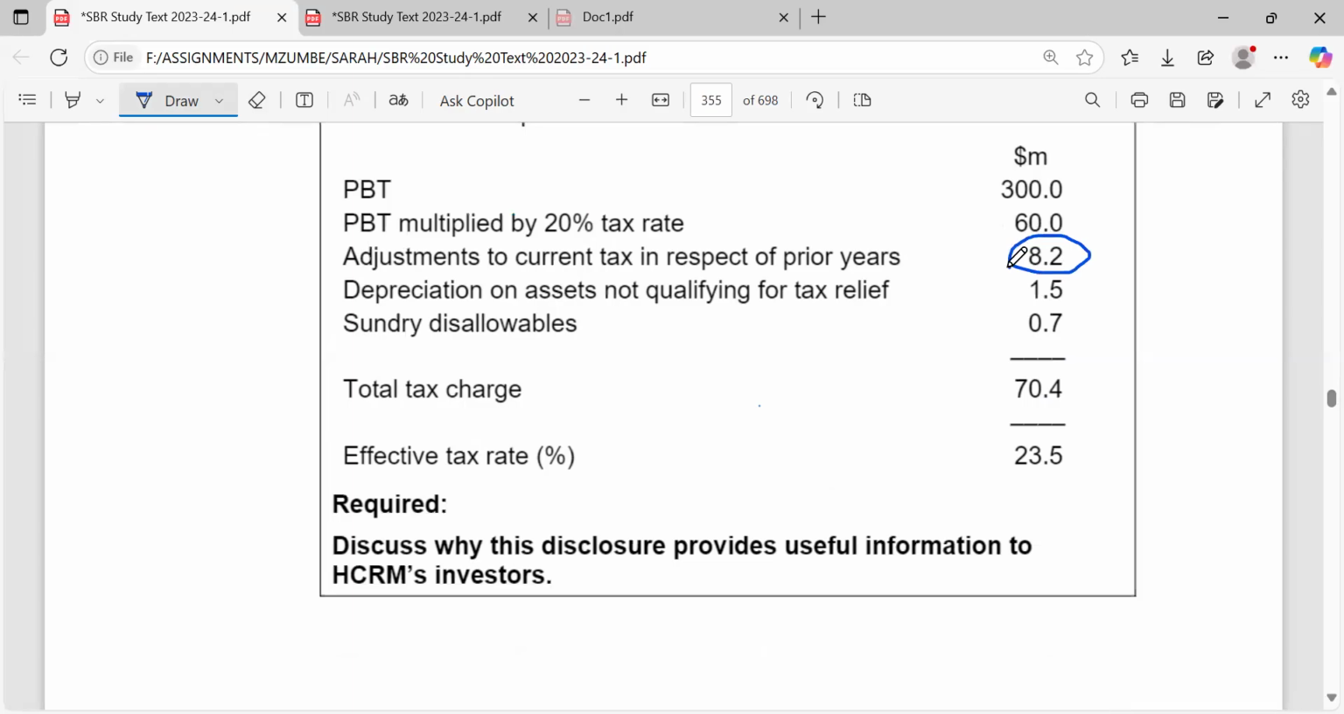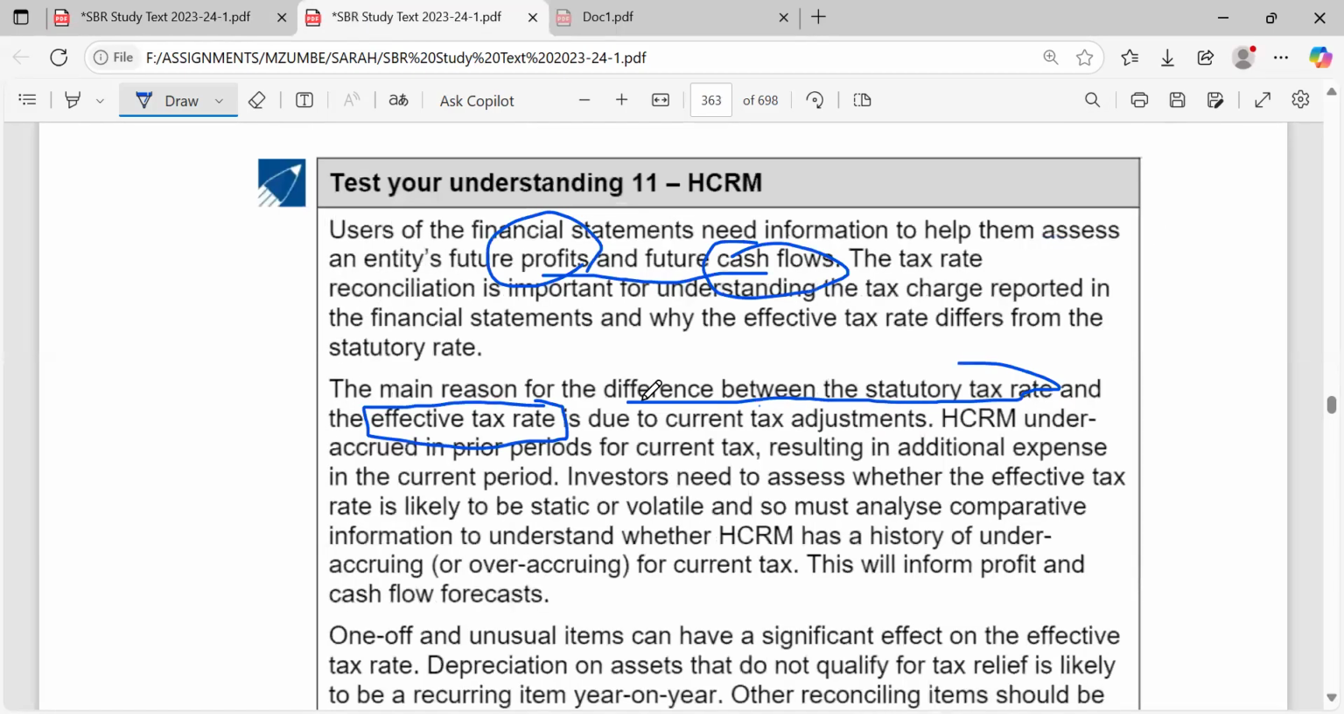Since we have added the tax, it means it was an under provision. For the current tax, we usually estimate. Maybe we estimated we were going to pay 20, but we ended up paying 28.2. Since we underestimated, this year we have to include that 8.2 extra. That's why you have it here, and of course it has been the main cause. The remaining figures, 1.5 and 0.7, are just minor. That's why the main reason is the current tax adjustment, the under provision: HCRM under accrued in prior periods for current tax, resulting in additional expense in the current period.